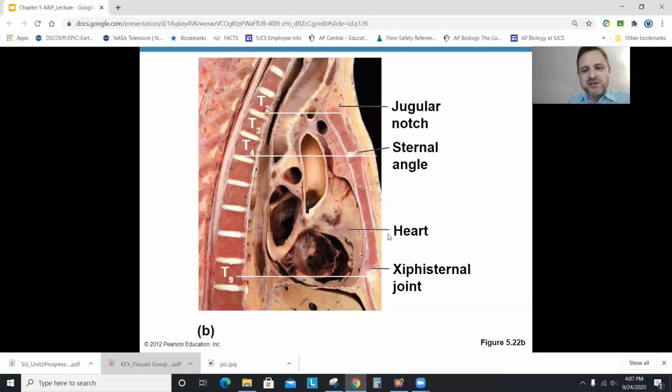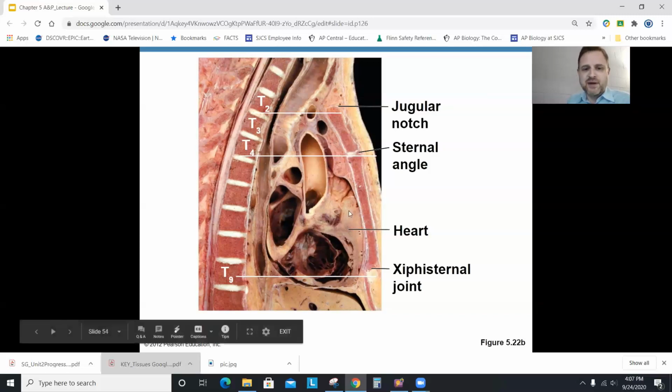The one caution is that it is super duper close to your heart. And if you go too far, you're going to pierce the heart, which means you're going to have a very bad day, and your doctor will have a very bad day too. And obviously here you can see the thoracic vertebra. Okay.